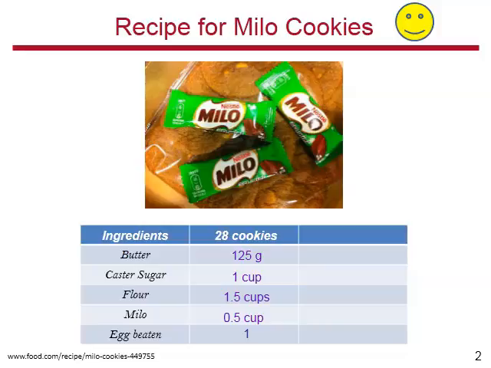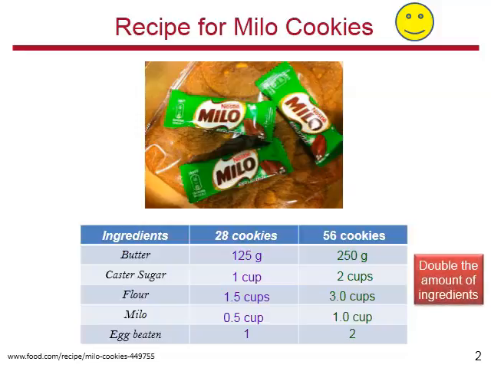Okay, now let's say you want to make 56 cookies. In this case, you will need 250 grams of butter, 2 cups of caster sugar, 3 cups of flour, 1 cup of Milo, and 2 eggs beaten. So what you see here is that when you double the amount of cookies, you need to simply double the amount of each ingredient required. In fact, this is what reaction stoichiometry is about.